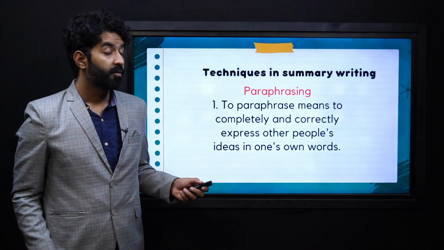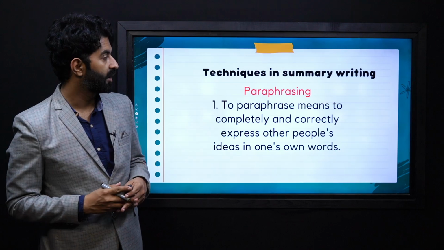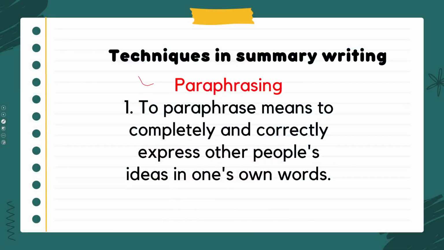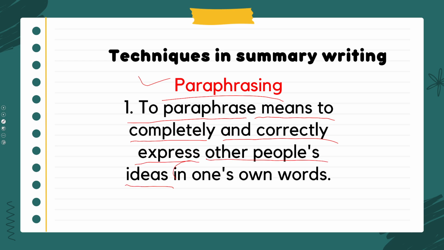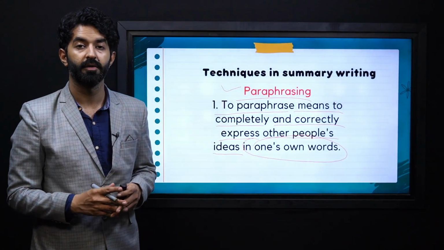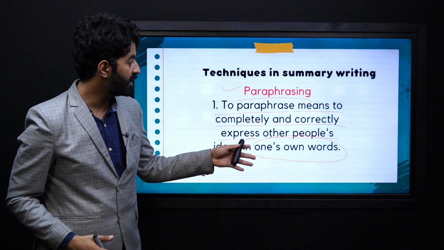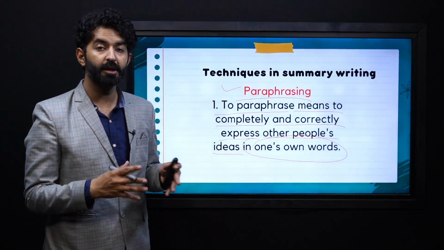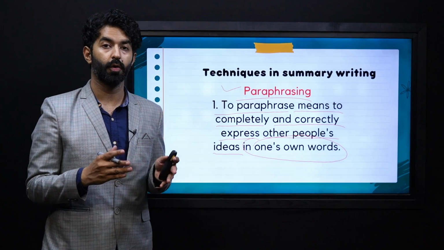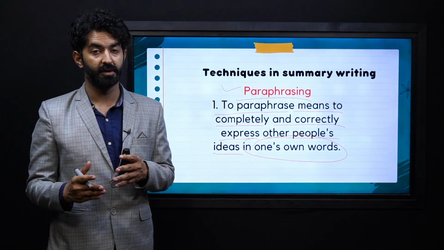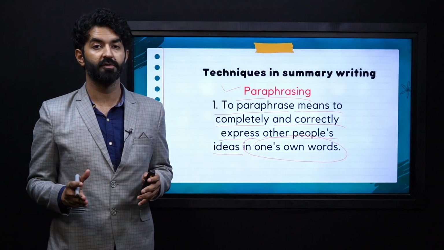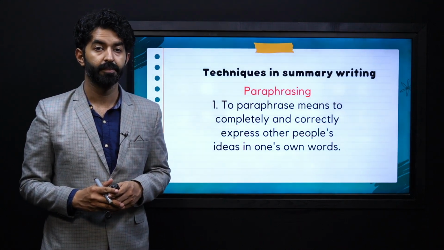Now, we have some techniques in summary writing. Let's see. The first one is paraphrasing. To paraphrase means to completely and correctly express other people's ideas in one's own words. So, when we are paraphrasing something, we are actually expressing other people's ideas written in our own words. We paraphrase it. Now this version will be called the paraphrased version of the original text.